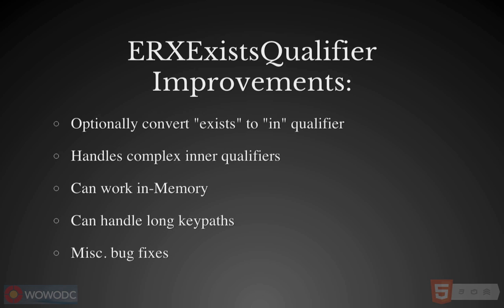We can handle much longer key paths. When Travis had it, you could only do one hop. Ours can go infinitely long. You have a really long key path, and it will handle that. There are other bug fixes, including issues with Postgres and stuff that we've addressed.